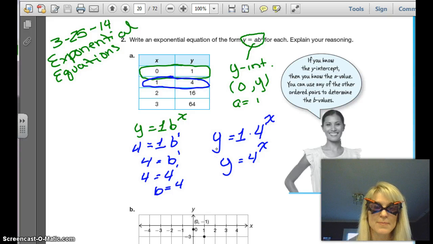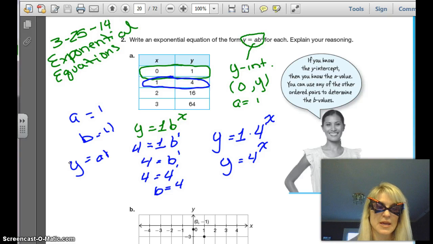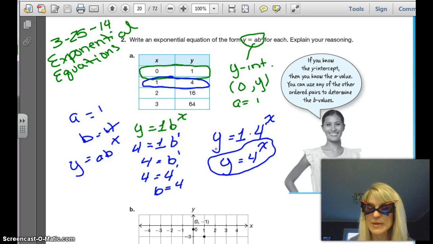So just to recap, the first thing we do is we look for the y-intercept. We plug that in for a. Then I plug in any x and y and calculate the b. Once I know what a is, and here I knew a is 1 because it's right here, and once I figured out what b is, I just very simply plugged them into a times b to the x power, and I came up with my equation here. Easy squeezy lemon peasy. Let's look at one more example.